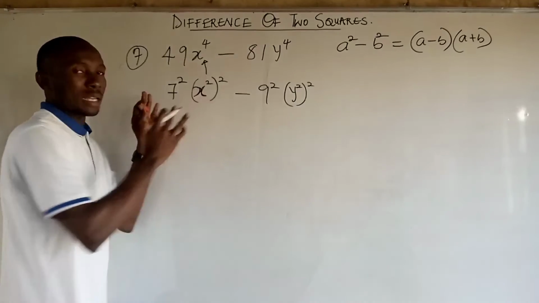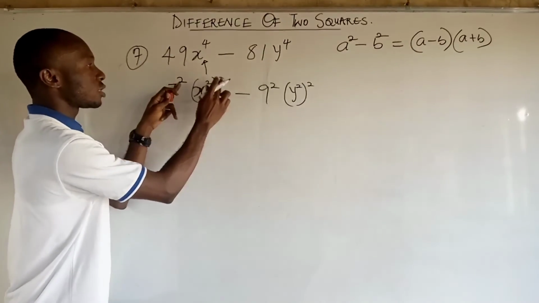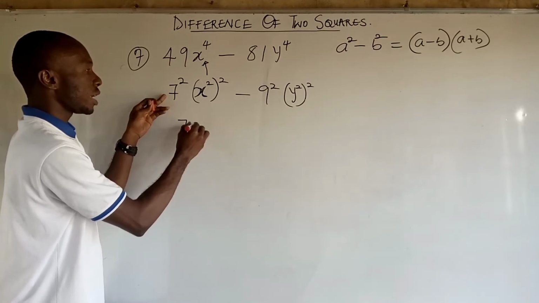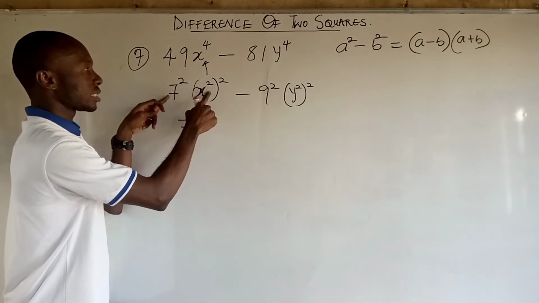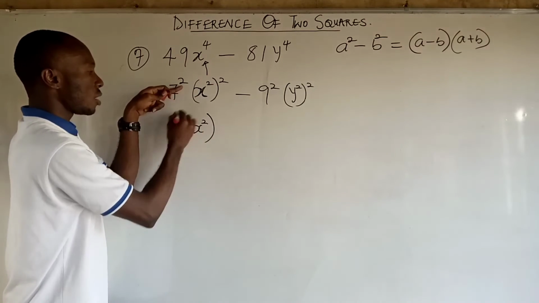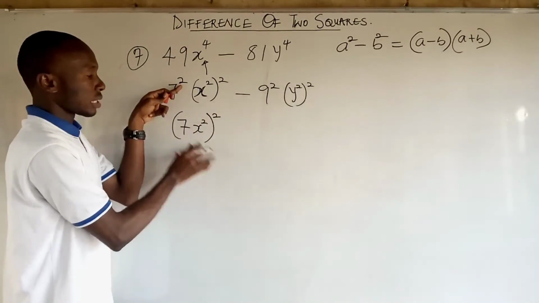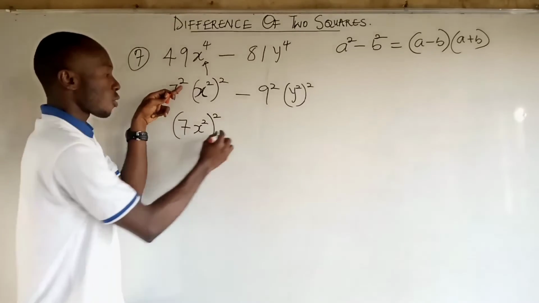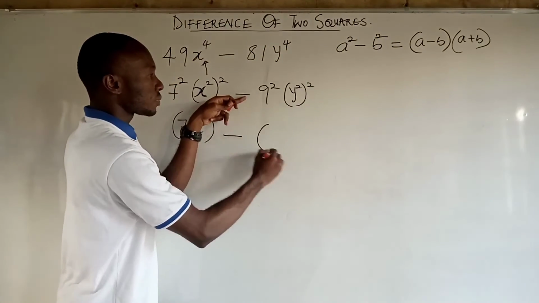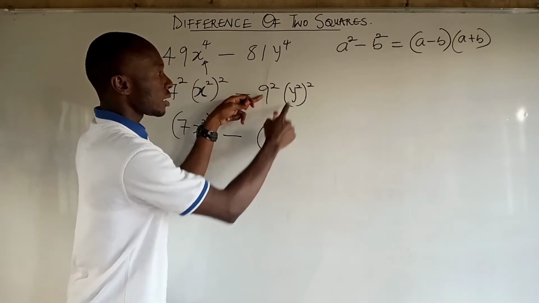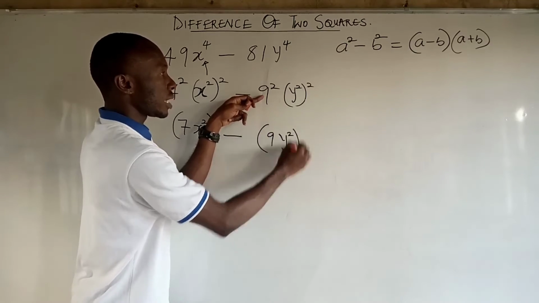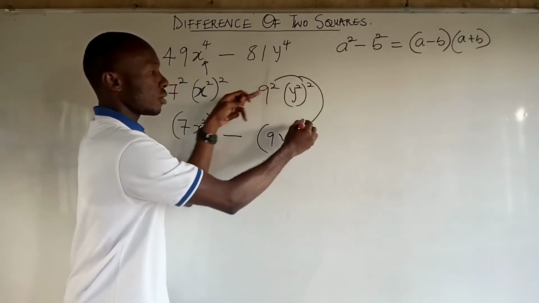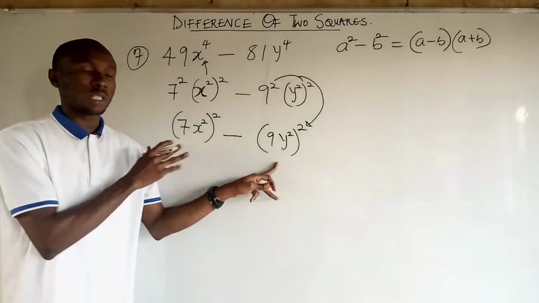By the law of indices, I'm going to convert these two powers to become one power. So I have 7x squared, that's this guy, then the power becomes 1, all squared. Now you see this square is for both of them in this factor. So minus, this will become 9y squared, then their square here, this 2 squared becomes this square here. So that is exactly what it will look like.